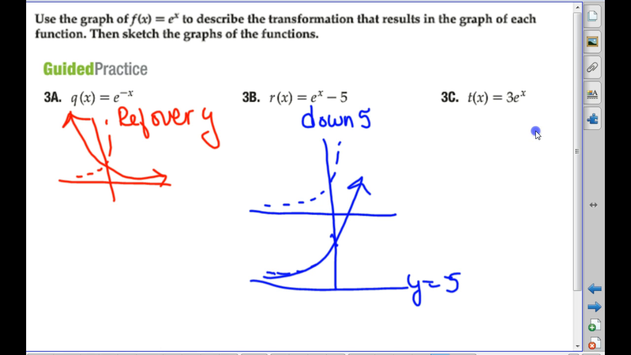3 e to the x does what? Vertical stretch, so your basic e to the x would be doing this. 3 e to the x would cross sooner because it's being stretched up. It would cross at 3 here. Okay?